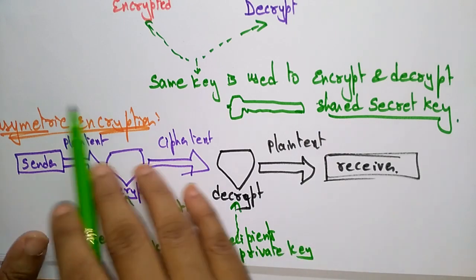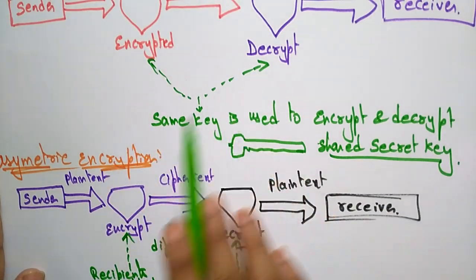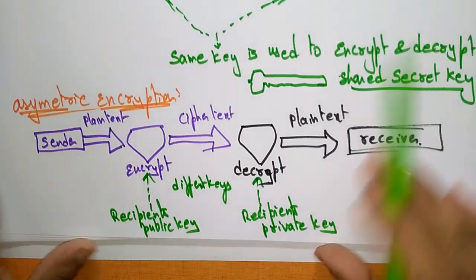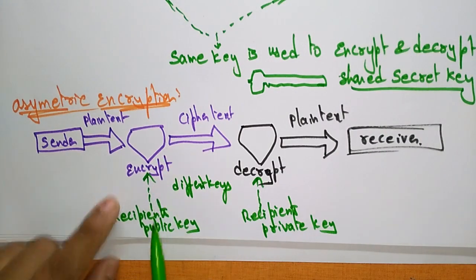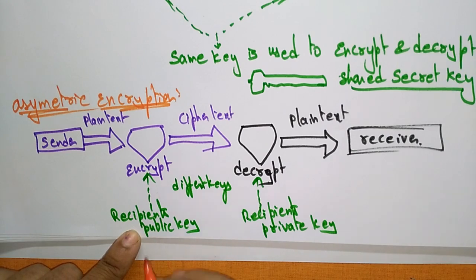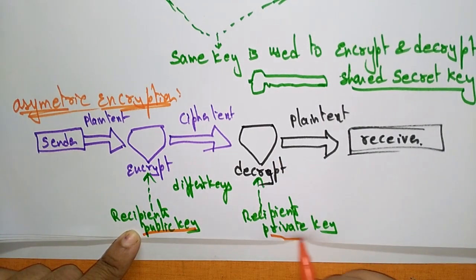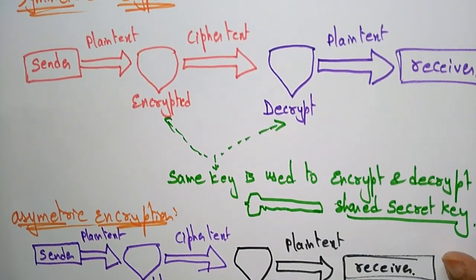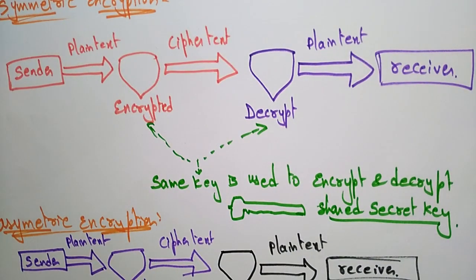Okay, so this is the main difference. In symmetric encryption, for encryption and decryption we use the same key, the shared secret key, whereas in asymmetric encryption we use the public key for encryption and the private key for decryption. So this is about encryption, one of the cloud security mechanisms.